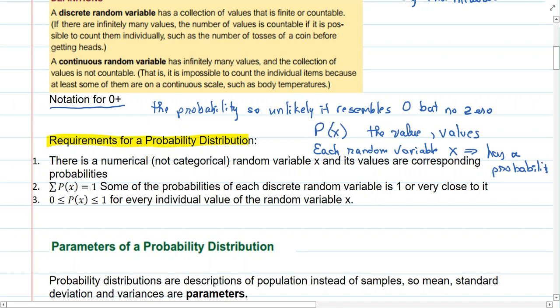All right, so let's look at what we have as a requirement. There is a numerical, not categorical, random variable X, and the values are corresponding probabilities. The sum of the probabilities of the random variable X equal 1 to be a probability distribution. It may be close to 1 as well because of rounding issues. Probability is between 0 and 1 inclusive for every individual value of the random variable X.